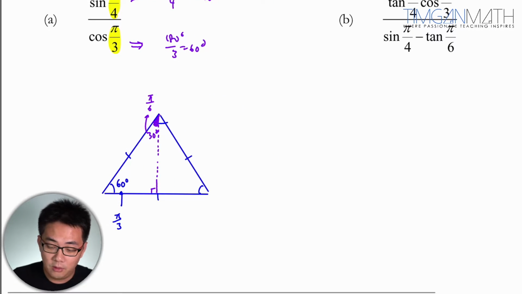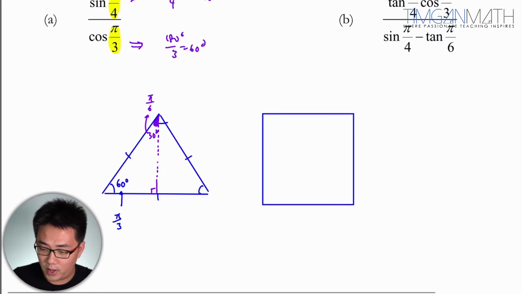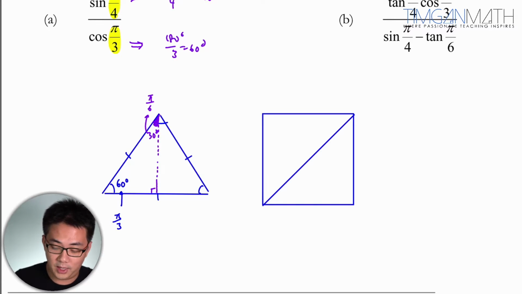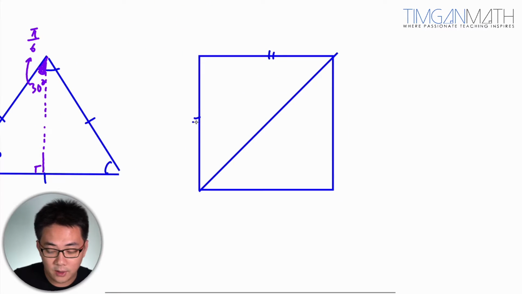Whereas for pi over 4, it's pretty simple in the sense that we just need a square. If you draw out a square, you could see clearly that what you need is just a diagonal cutting across the square, and because a square has all equal lengths, this would be 45 degrees, and this would be 45 degrees. 45 degrees, like I said just now, is pi over 4.